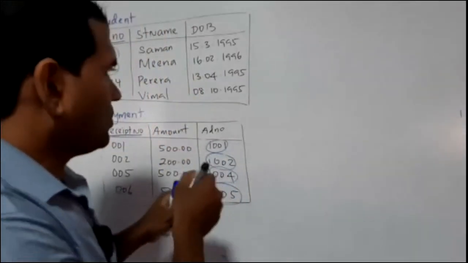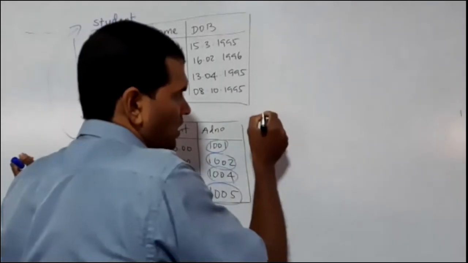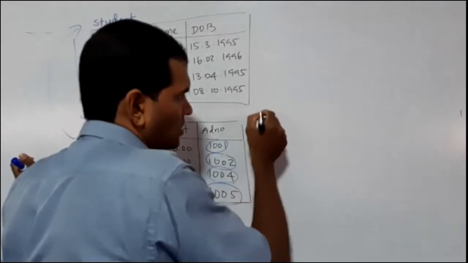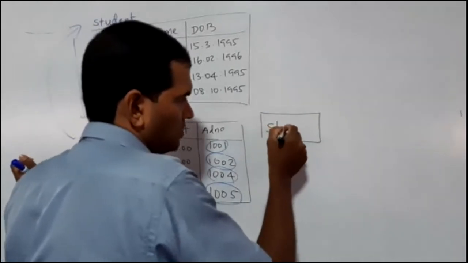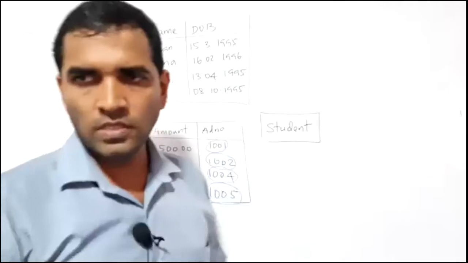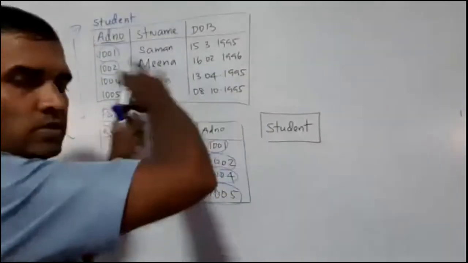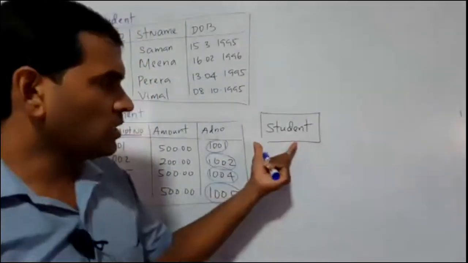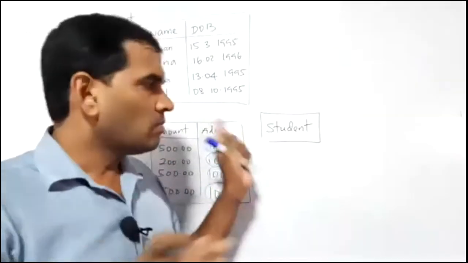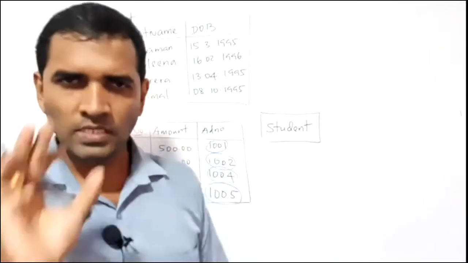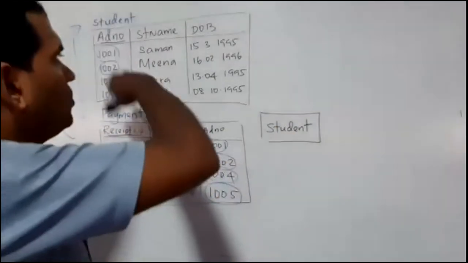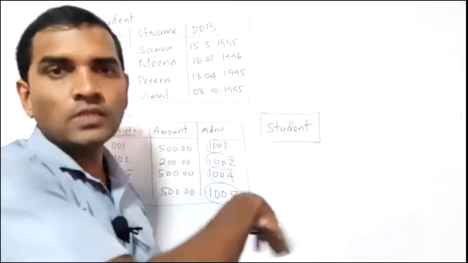So I have two tables. Let me take a table, student table. Remember, this is student table. I put a rectangle or something. Here it looks like a typical table, but I put it as a rectangle. I don't want to show any attributes there. Just a table. I don't want to show any fields. Fields can also be called attributes, okay?